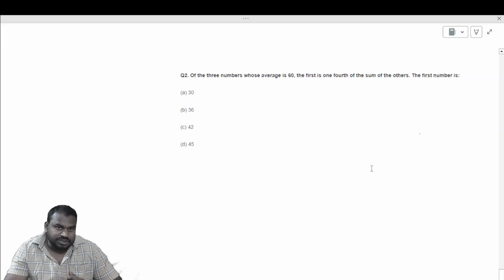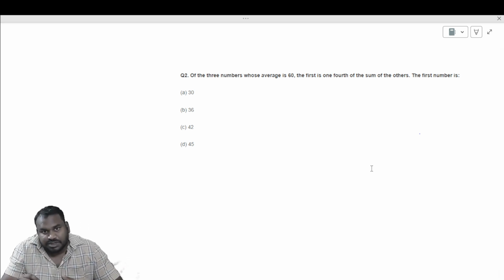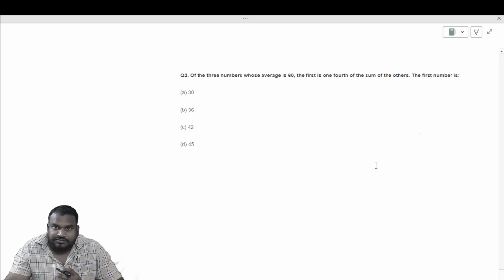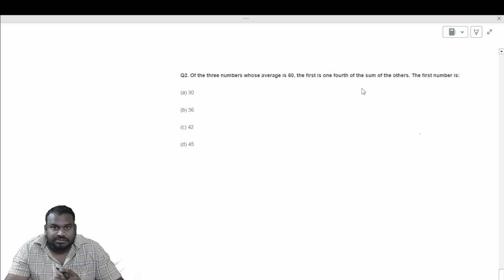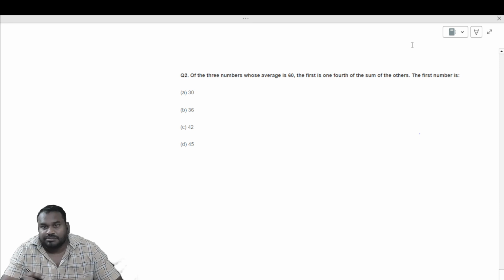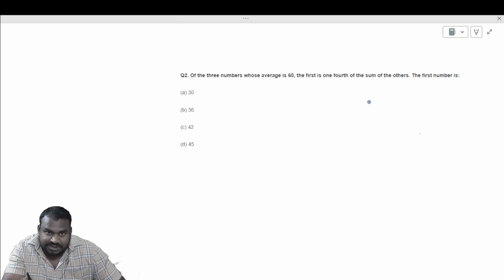Next question: there are three numbers whose average is 60. The first is 1/4 of the sum of the others. The first number is 1/4 of the sum of the others. That first number is here. There are three numbers whose average is given as 60.